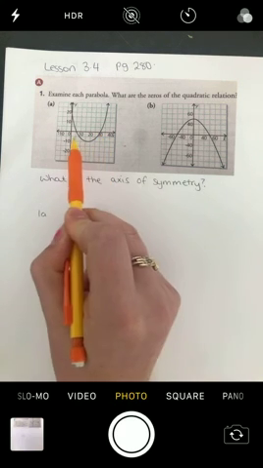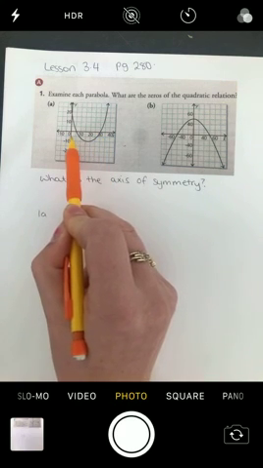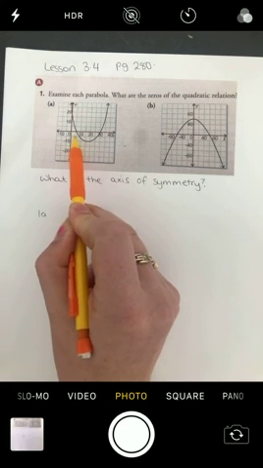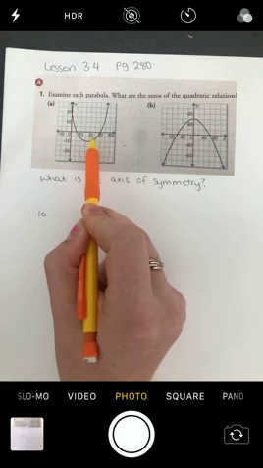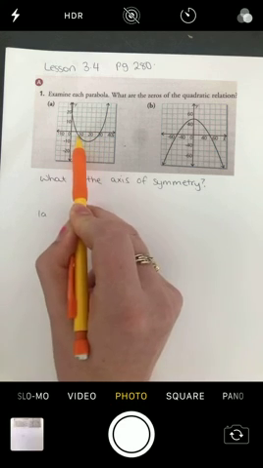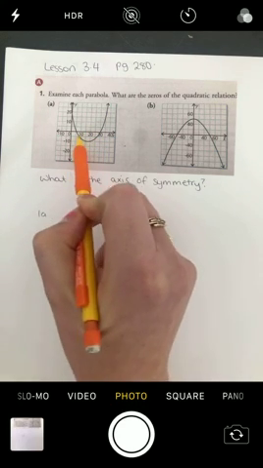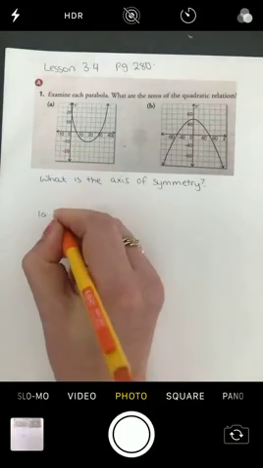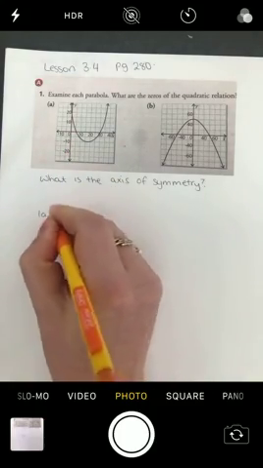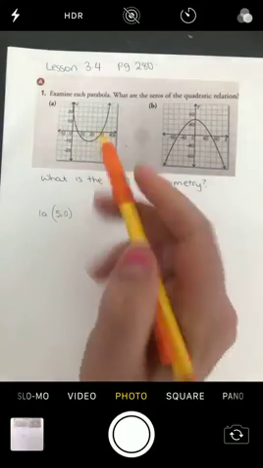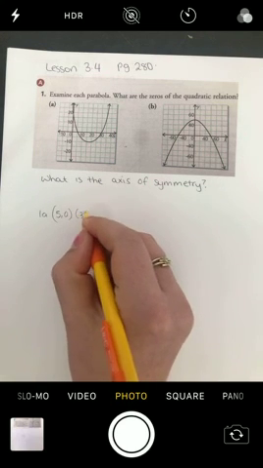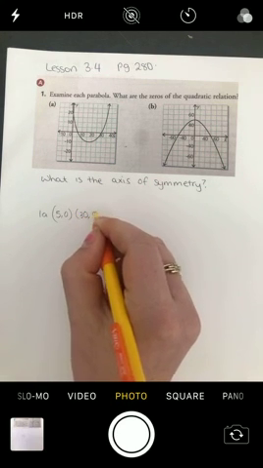Now if we're looking at how our graph goes up, it goes up in 5s, so 5, 10, 15, 20, 25, 30. So we can say that our first zero is going to be at (5, 0). Our second zero is going to be at (30, 0).